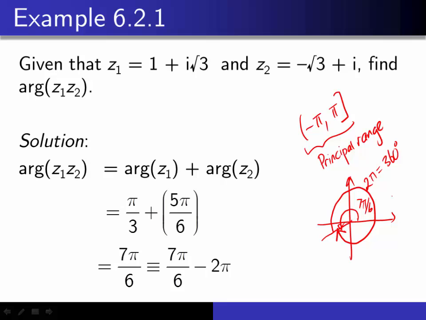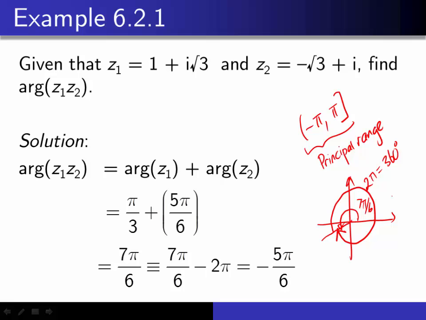So please don't go and write it with an equals sign, and then later your tutor checks your assignment. How come my student tells me that 1 equals 2? Because if you say 7 pi over 6 equals 7 pi over 6 minus 2 pi, you can prove that 1 equals 2. So you have to put in the congruency symbol to signal to us you are considering it as an argument and you wish to bring it to the principal range, and you get the answer of negative 5 pi over 6.